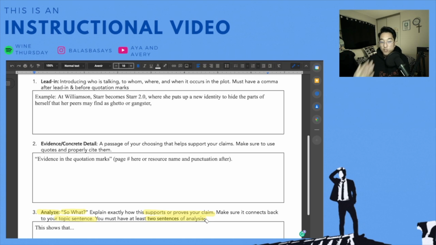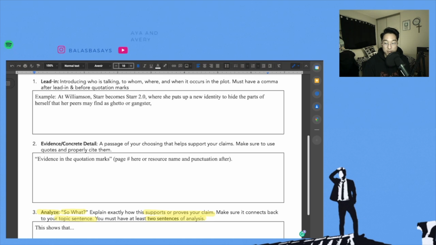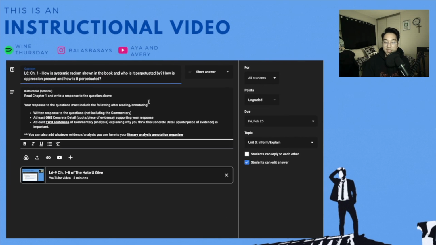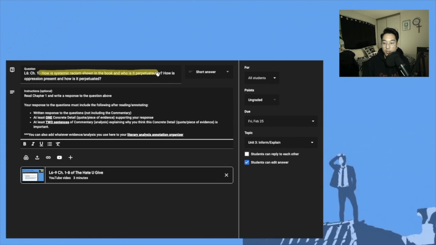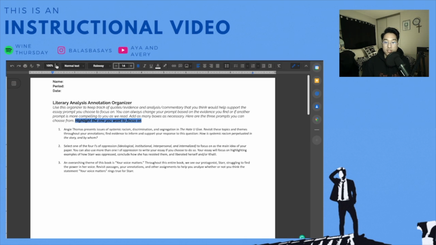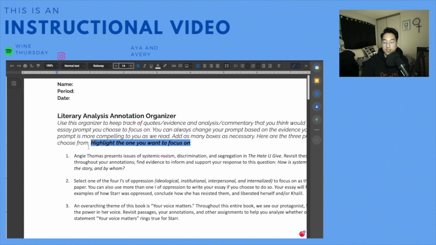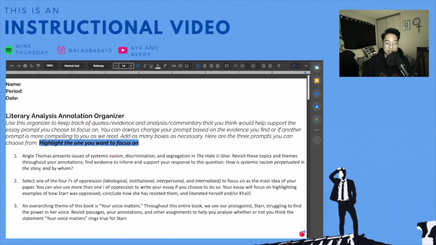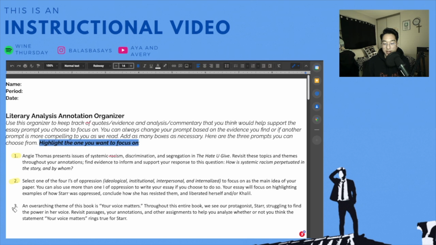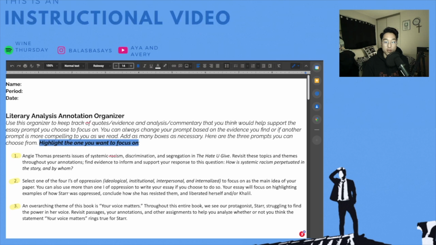So again, in this case, you don't have a topic sentence. We don't have a thesis statement either, but your topic sentence or thesis statement could be this question right here. How is systemic racism shown in the book, and who is it perpetuated by? How is oppression present in the book, and how is it perpetuated? Or you can even look back at your literary analysis annotation organizer. You might not have a thesis statement or topic sentence, but you do have some topics to write about here when you're using this setting up quotes, building your body paragraph worksheet.